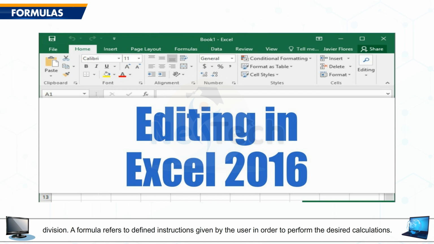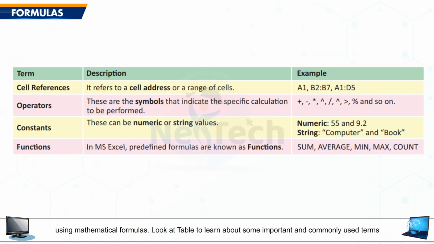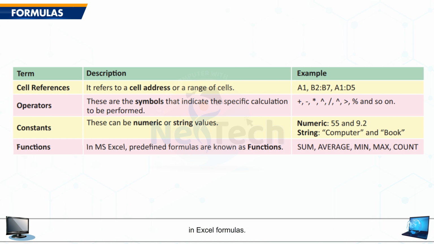Formulas. Formulas are used to perform arithmetic calculations such as addition, subtraction, multiplication and division. A formula refers to defined instructions given by the user in order to perform the desired calculations. Each formula is used to perform a specific calculation. In Microsoft Excel, you can perform calculations using mathematical formulas. Look at this table to learn about some important and commonly used terms in Excel formulas.